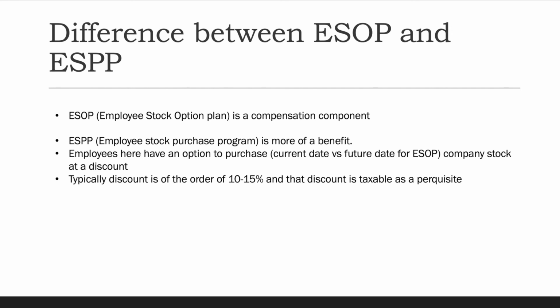What's the difference between an ESOP and an ESPP? These are two different concepts. ESOP, employee stock option, is a compensation component which we have delved in detail in the prior conversations. An ESPP is more of a benefit program. Here, employees get an option to purchase, and that too at a current date, as against at a future date in ESOP programs. They get an option to purchase company stock at a discounted value. Typically, the discount that I've seen is of the order of about 10 to 15%, and that discount is considered taxable as a perquisite.